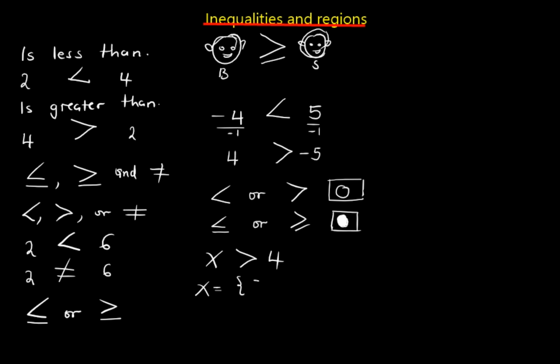We have 5, 6, 7, 8, 9, 10, and other values. Now we are saying integers in the range of a given inequality, for example x greater than 2, are called integral values. These ones, 5, 6, 7, 8, 9, 10, are called integral values.